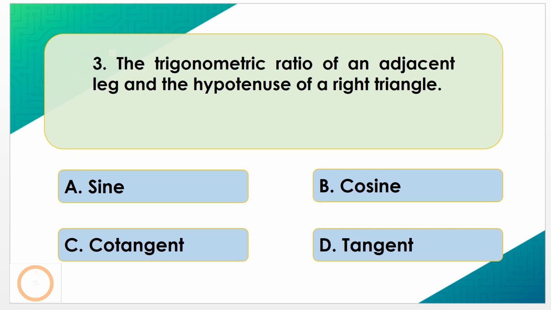3. The trigonometric ratio of an adjacent leg and the hypotenuse of a right triangle. A. Sine. B. Cosine. C. Cotangent. D. Tangent. The correct answer is B. Cosine.